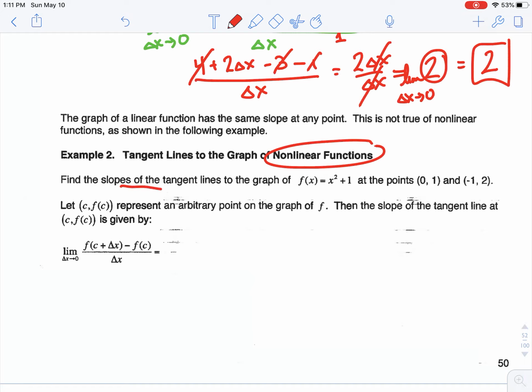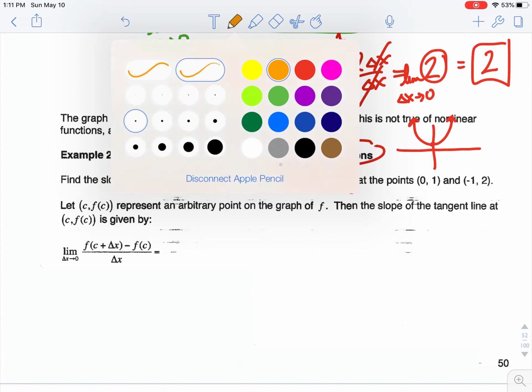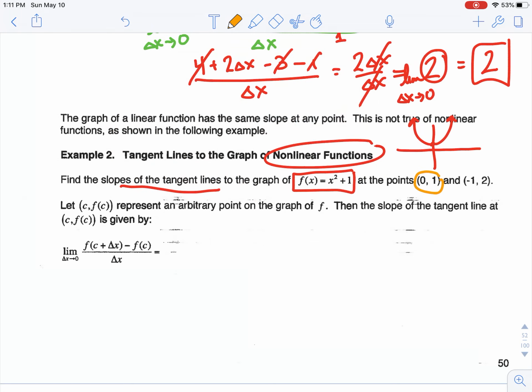So we're going to try and find the slopes of the tangent lines of this function. Let's just get an idea what's happening here. x squared plus 1 is our parabola that's gone up 1. And we want to find the slope at these 2 points. First at (0, 1). So at that point, I want to know what's the slope. And at the point (-1, 2), I want to know what's the slope. Now really, we're technically talking about the slope of the tangent line there. So if you were to draw a tangent line here and draw a tangent line here, that's what we're trying to find. What are the slopes of those tangent lines there?